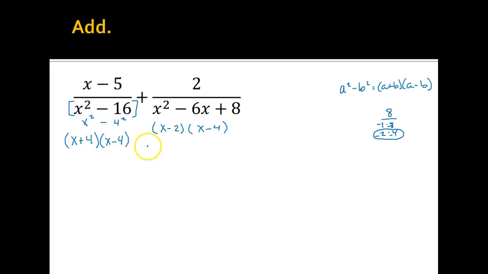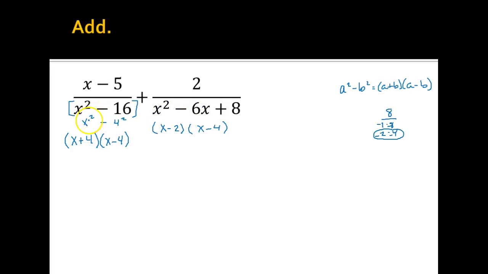Now, it seems like it should mean something that we have 2 factors that are the same, x minus 4. And it does. That means that when we're looking to find a common denominator, we don't need to just multiply x squared minus 16 times x squared minus 6x plus 8. That would be crazy, and it would be much harder to do. Well, now we know that they have something in common, so we only need to multiply each denominator by the one factor from the other denominator that's not already present.